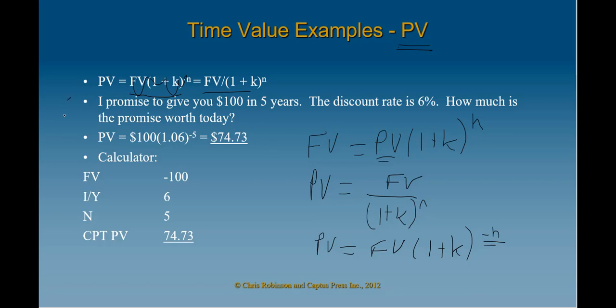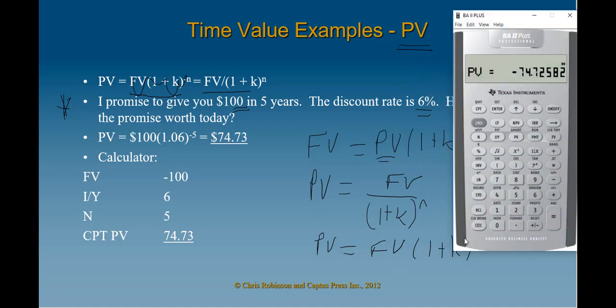So in this example, I promised to give you $100 in 5 years, so that's $100 coming into my pocket in 5 years. We're going to make that a positive sign. The discount rate is 6%. How much is the promise worth today? Okay, so if I bring up the calculator here, we're going to have $100 as the future value. There's no interim payments at all. The interest rate is 6%, so that's 6 IY, and it's for 5 years, so it's 5N.